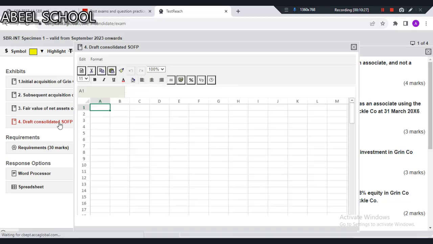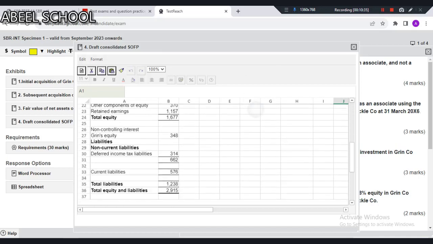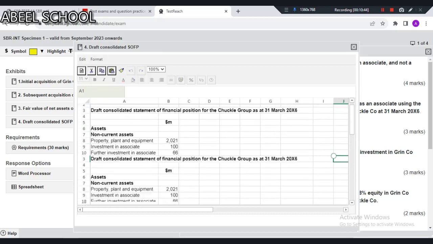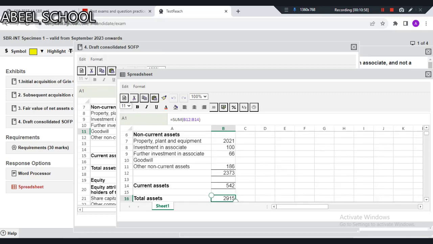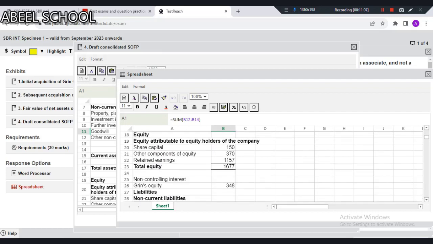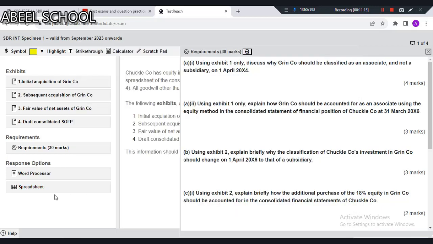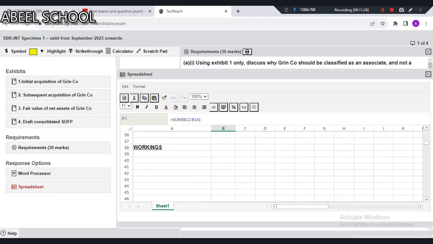I was just surprised. They've given us the draft, so we can only show the adjustments here. For working, let us go to the spreadsheet to show the working. Just a minute. Spreadsheet is here. Okay, workings. They have given us the pattern of the workings, so let's go for working one.